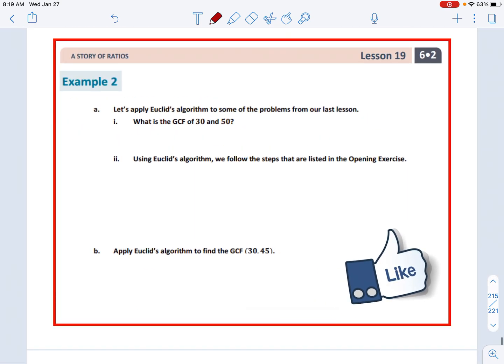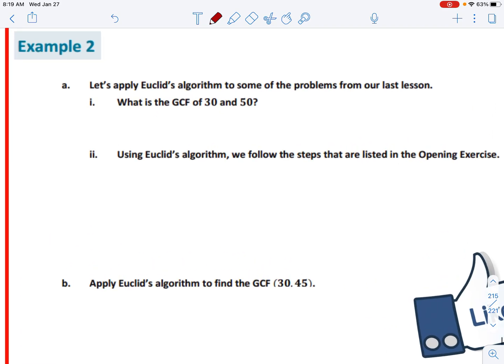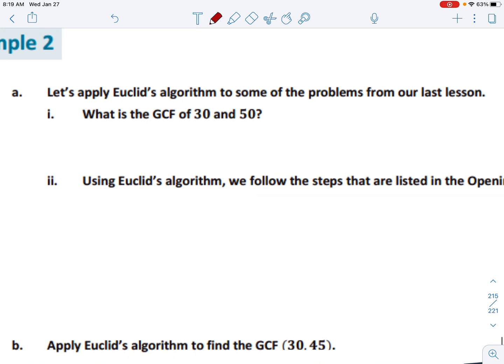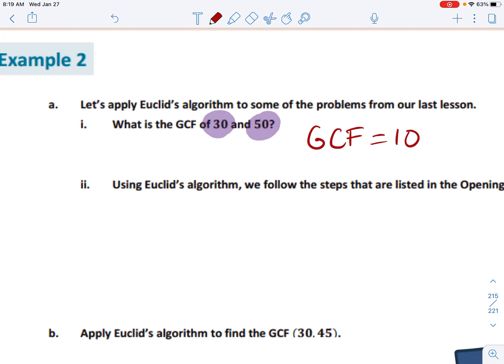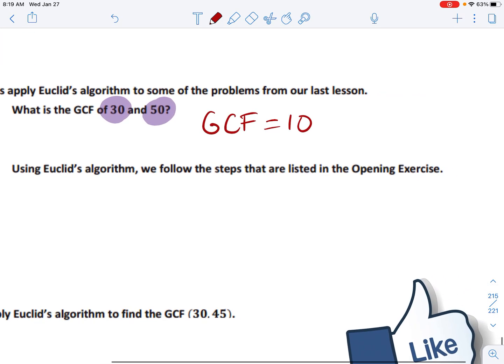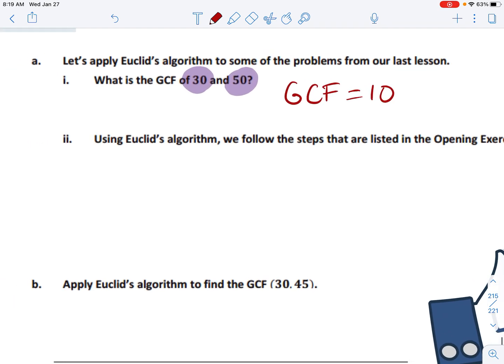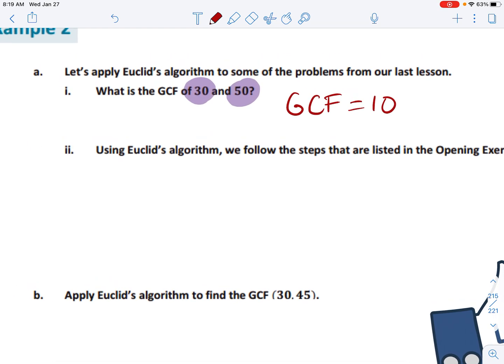Number 2 says, let's apply Euclid's algorithm to some of the problems from last lesson. What is the greatest common factor of 30 and 50? Well, right off the bat, we know that the greatest common factor of 30 and 50 equals 10. It's the biggest number that can go into both of those numbers. Now, using Euclid's algorithm, we follow the steps that are listed in the opening exercise. So let's apply Euclid's algorithm to both of those numbers.